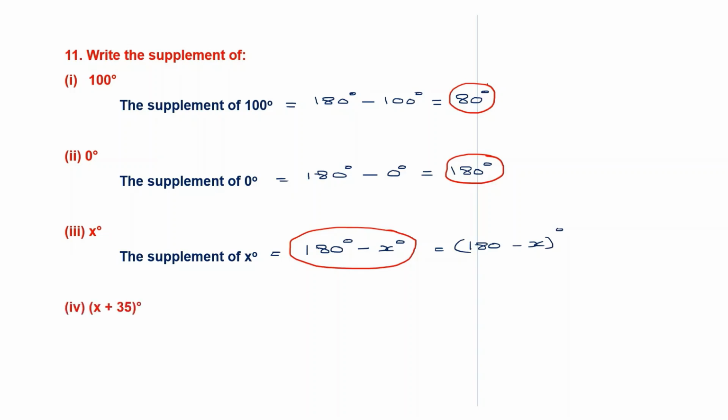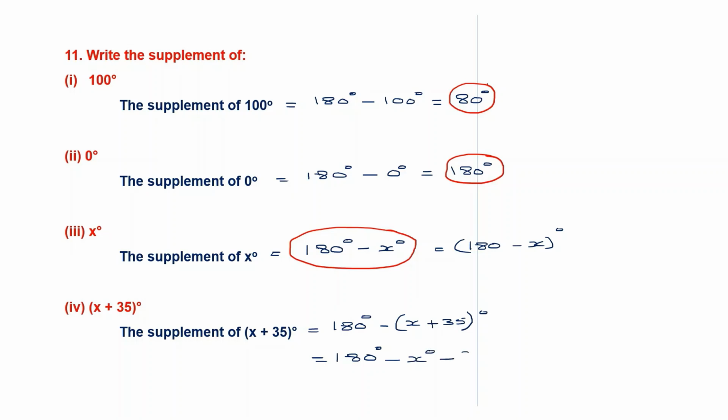Next one, x plus 35 degrees. So the supplement of x plus 35 here also subtract from 180 degrees minus x plus 35 degrees. So now we're going to remove the brackets. So let's write that. This will be 180 and before the bracket there's a minus sign. That means the sign of all the terms inside will change. So this becomes minus x degrees minus 35 degrees.